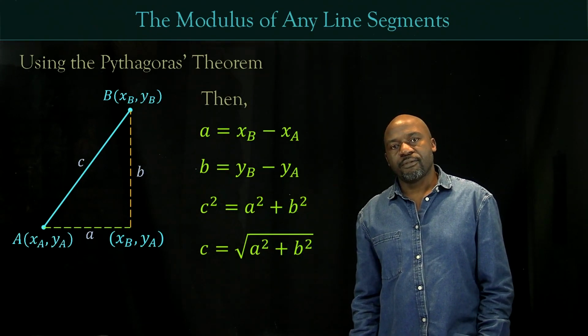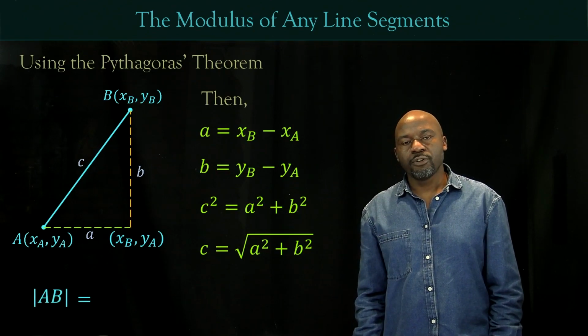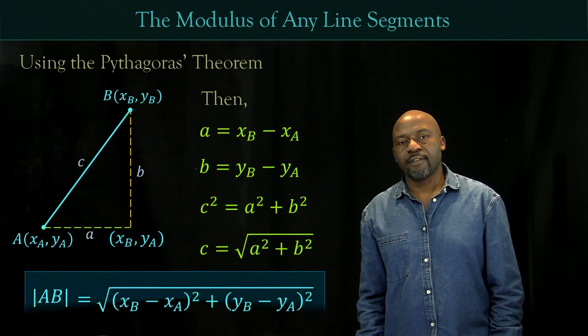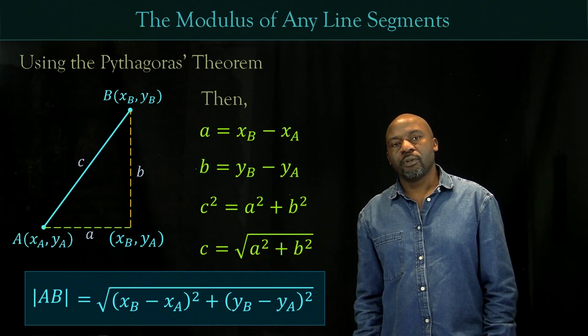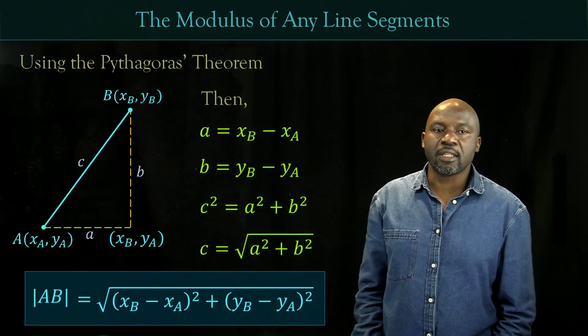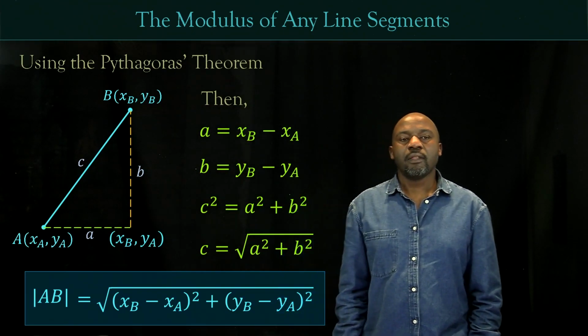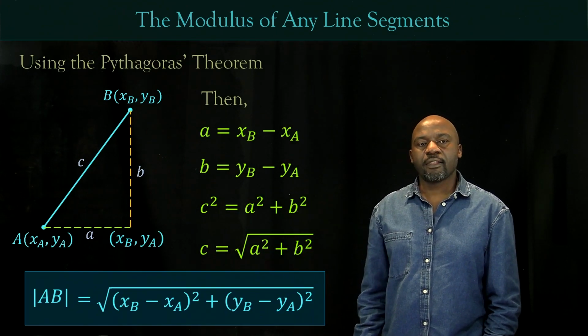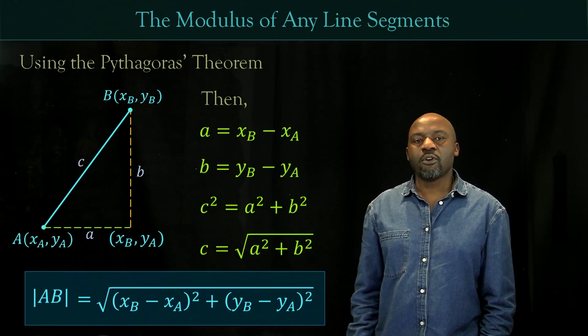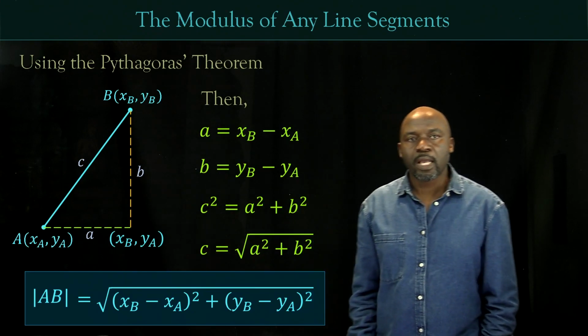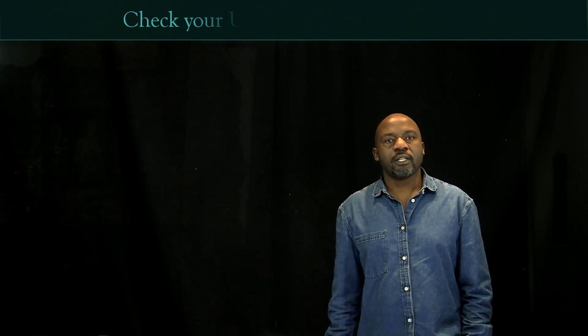And so the length of AB, the modulus of AB, which is the length c, must be equal to that expression there. So this is the formula we use to determine the length of a line segment, or the modulus of a line segment. Okay? Let's see if you have understood this.